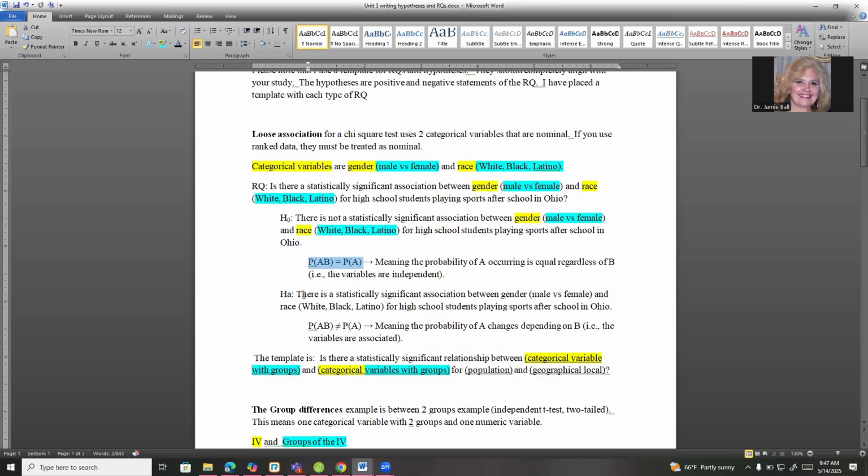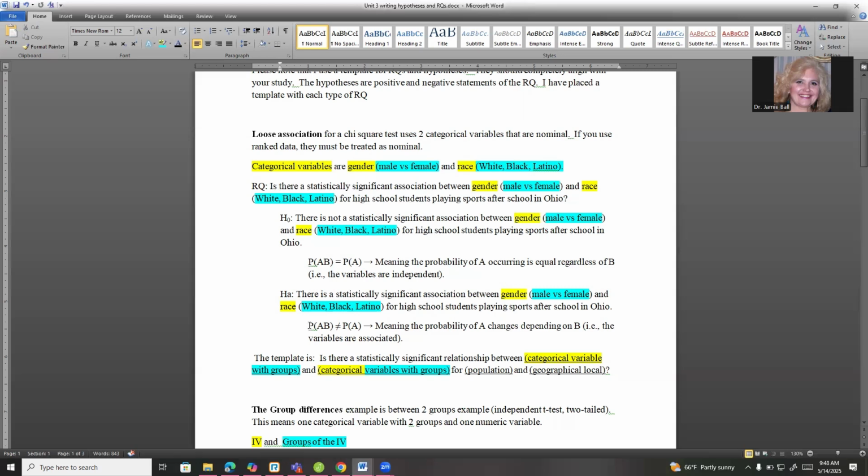Now here's the alternative. This is what I'm looking for. There is a statistically significant association between gender, my categorical variable, male versus female. Those are the categories of my first categorical variable, and race, another categorical variable, with three groups: Black, white, and Latino, for high school students playing sports after school in Ohio. So the null says there is not. The alternative says there is.